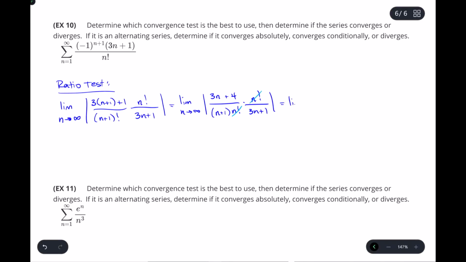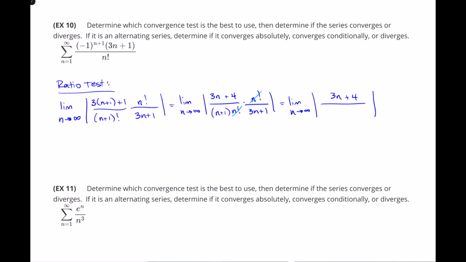Next, I have the limit as n goes to infinity. In the numerator, it's still 3n plus 4. In the denominator, I can actually multiply these two. So that would be 3n squared. All right, so then plus 3n plus another n, so plus 4n plus 1. But really, the last terms there don't make a whole lot of difference.